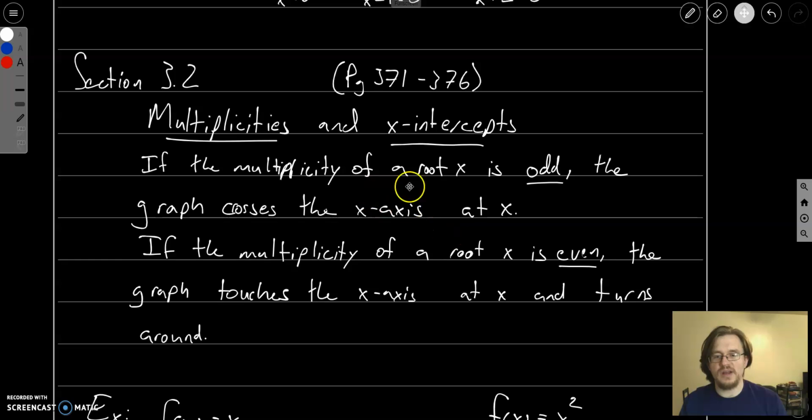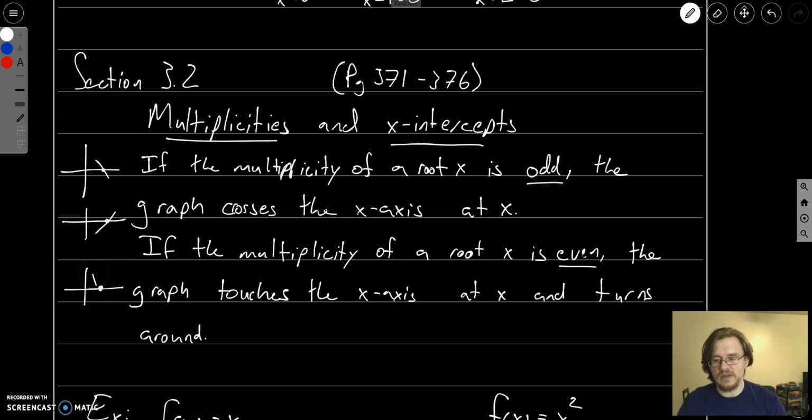And when a root happens an odd number of times, the graph is going to cross the x-axis. So for instance, we know that we have a root, so we know that we're going to touch the x-axis. But if it's an odd multiplicity, we're going to cross the x-axis, either going down or coming up. Likewise, if the multiplicity of a root is even, so the root happens an even number of times, the graph is going to touch the x-axis.